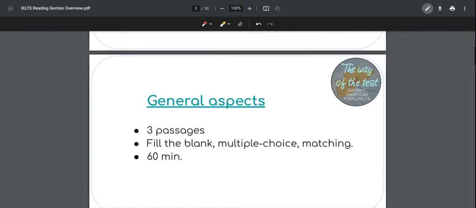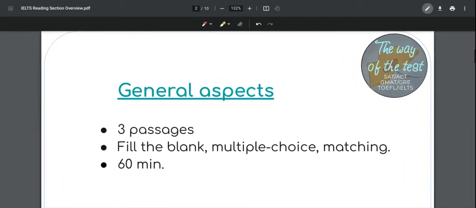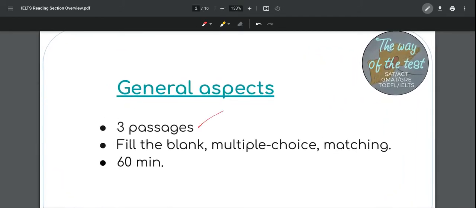So, in the general aspects for the reading section of the IELTS, you're going to read 3 passages. You're going to have different question types that pretty much can be summed up as fill in the blank, multiple choice, and matching. Again, these are the 3 main question types, although we're going to develop each question type or each subtype of question in its own video. And you have 60 minutes for the whole reading section.